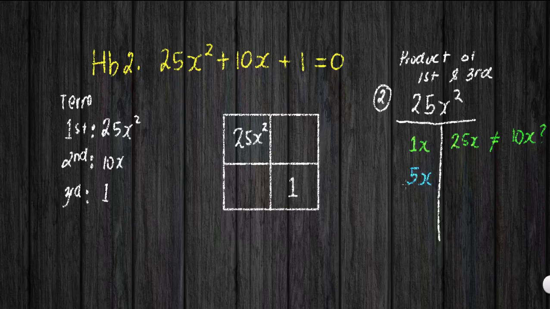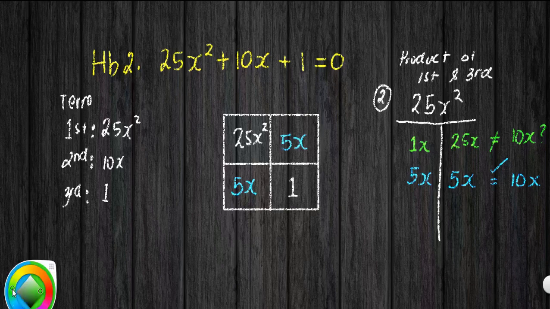We have 5x. 25x squared divided by 5x. Ayan, so lalabas na 5x. Okay? So, is that equal to 10x? And yes, it is. Okay, so tama yan. So, lalagay natin yan sa mga remaining squares natin doon sa loob ng box. Okay, so now, as we move on, we get the factors of the columns and the rows.